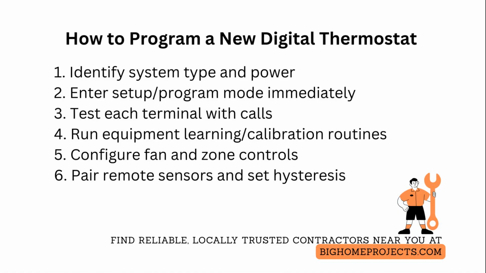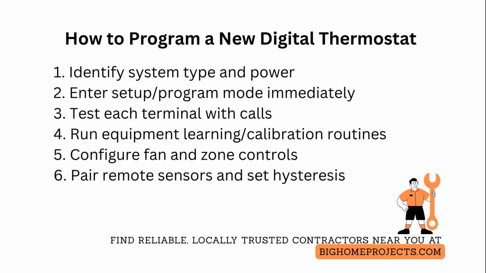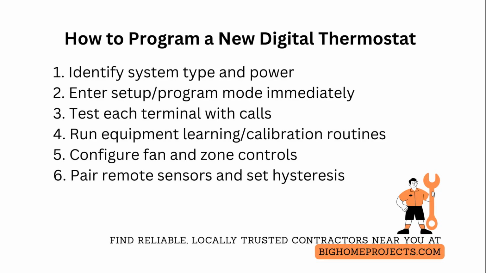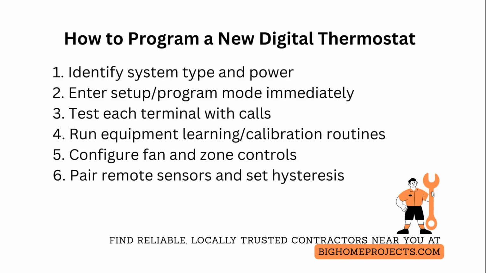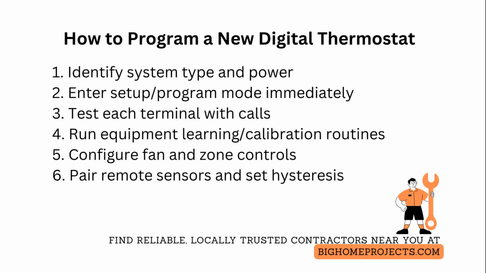For systems with zone dampers or separate heating and cooling sources, enable zone control or dual fuel logic and assign appropriate stage priorities so the thermostat coordinates equipment rather than fighting it. If your thermostat connects to a remote sensor or indoor humidity control, pair devices in setup and configure maximum call times and hysteresis to prevent unnecessary short cycles. Set minimum on and off times if available.